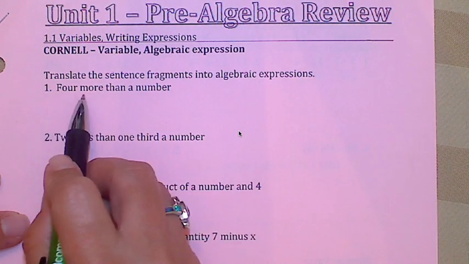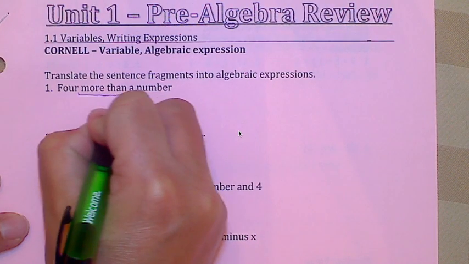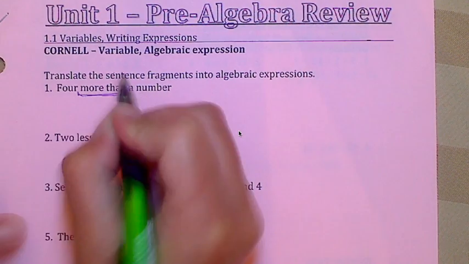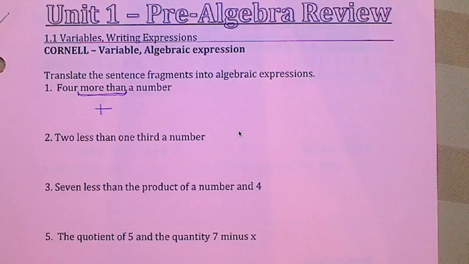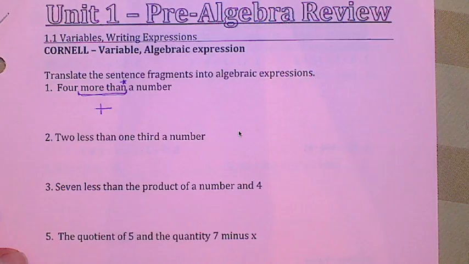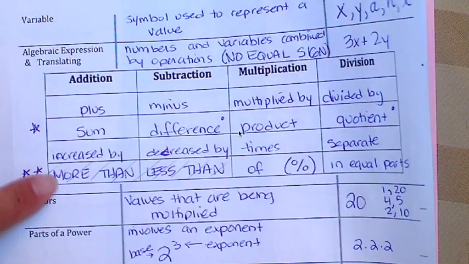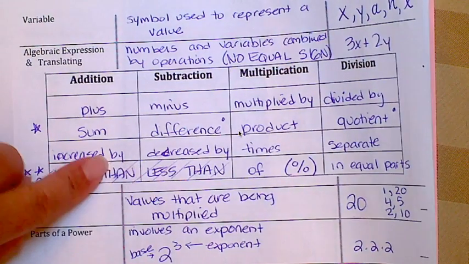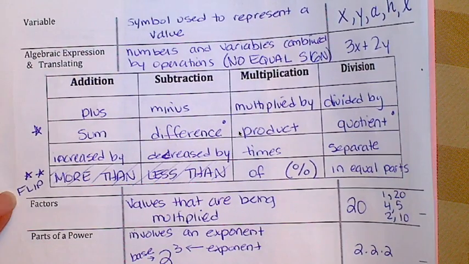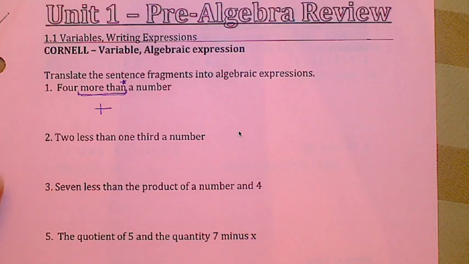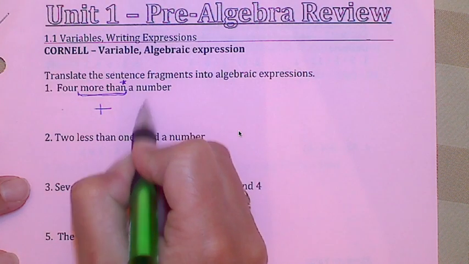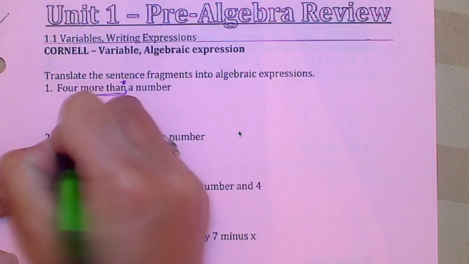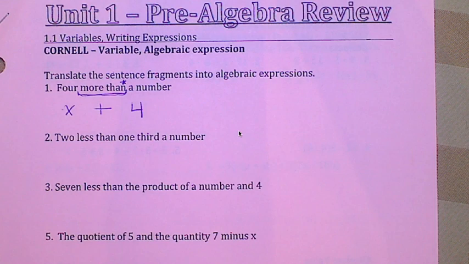So for number 1, more than a number. First of all, it's important to find the key term that tells you what operation. So if it says more than, of course, that's going to be addition. But we have to be careful because more than and less than are in this little shaded area here because they have to be flipped from what it sounds. So instead of 4 plus n or x, we're going to flip those around so it's x plus 4. Okay.